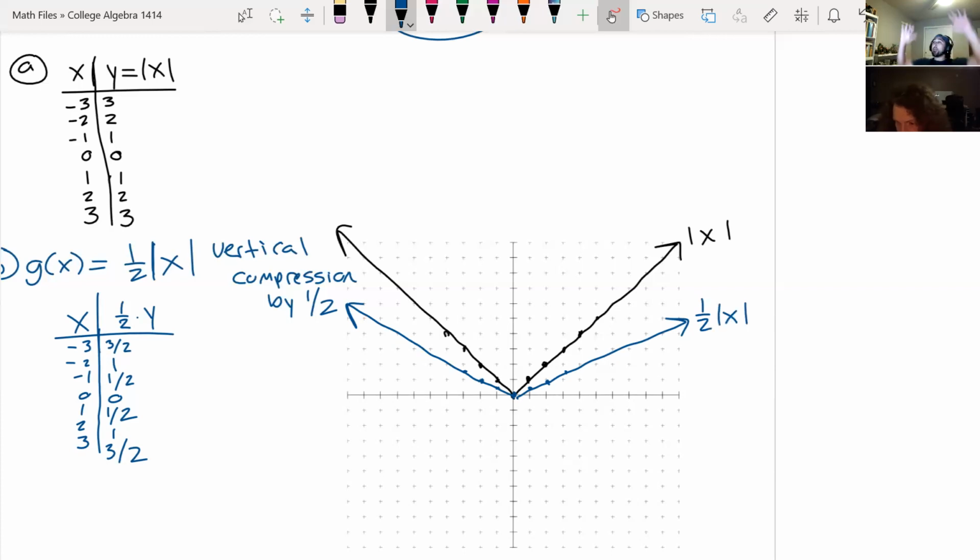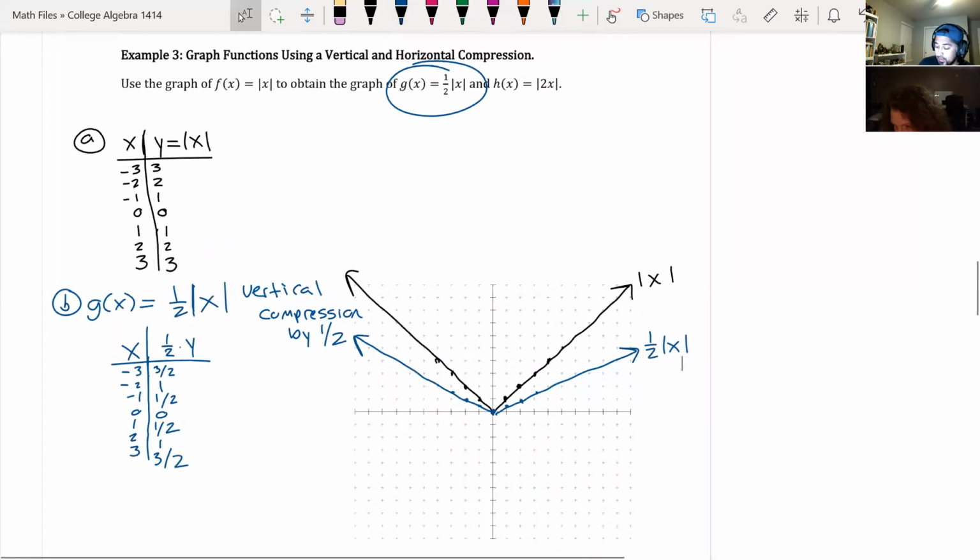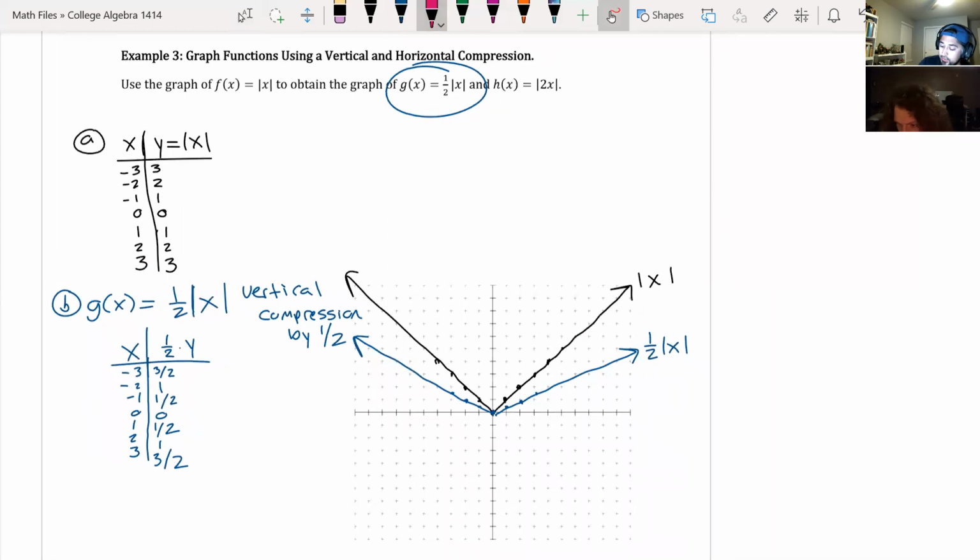What we've done is taken all our y values and vertically compressed them. We have shrunk them by a factor of 1/2. Okay. And then the next transformation is going to be our compression. H of x equals the absolute value of 2x. So let me write that here. C, the absolute value of 2x.